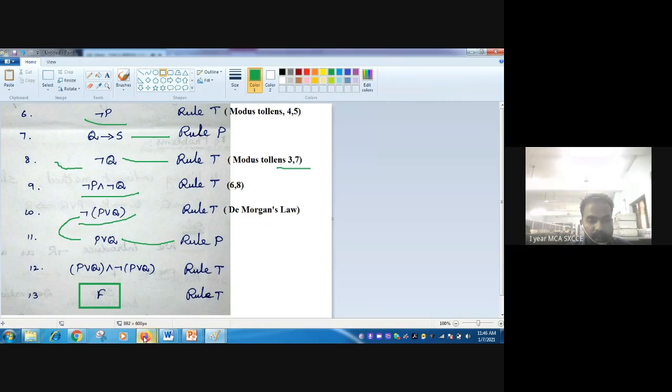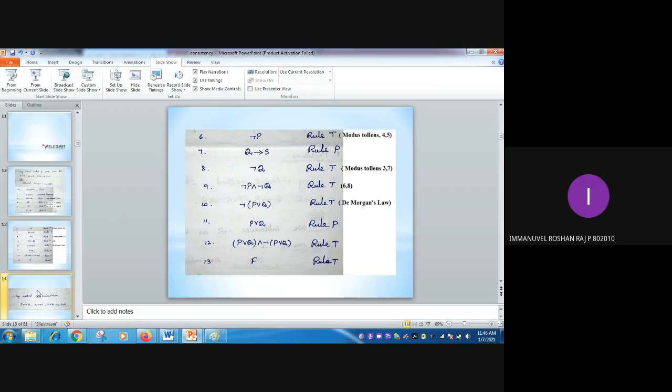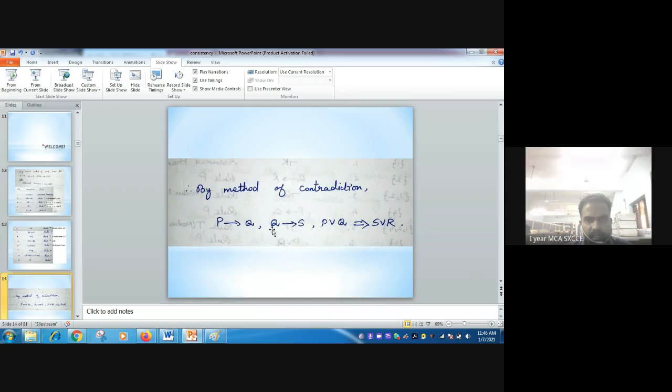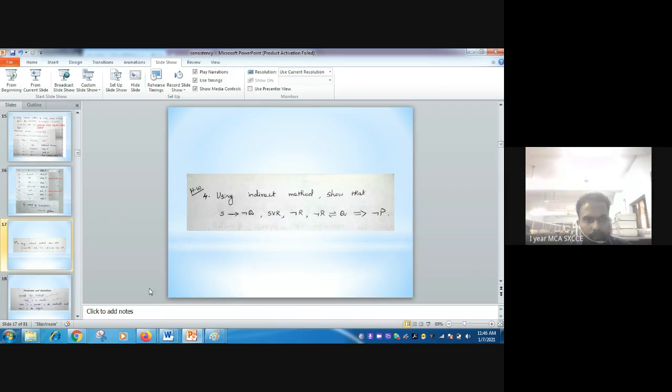Therefore, this completes the problem. From this, the problem is complete for us. Right? Okay, sir. So by the method of contradiction, what we wanted is obtained. And based on this, we have a homework problem.